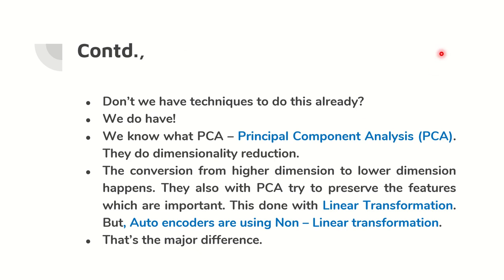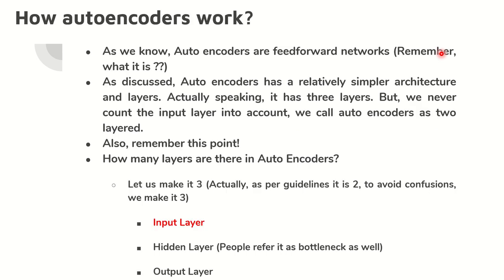Right. Don't we have any other techniques till date for this purpose? Yes, we have got a few. PCA is one of them, principal component analysis. What is it? Very simple, it also does dimensionality reduction. But the only difference between the dimensionality reduction done by PCA and by autoencoders is that PCA goes with linear transformation, whereas the autoencoder goes with non-linear transformation. The dimensionality reduction happens through linear transformation in PCA. It happens through non-linear transformation in an autoencoder. That's the major difference.